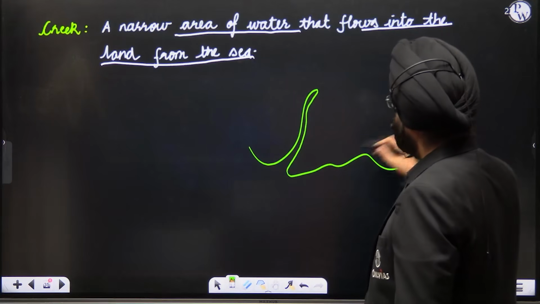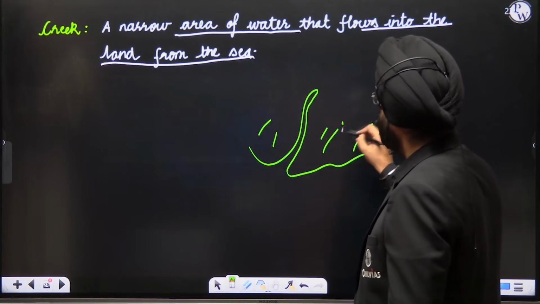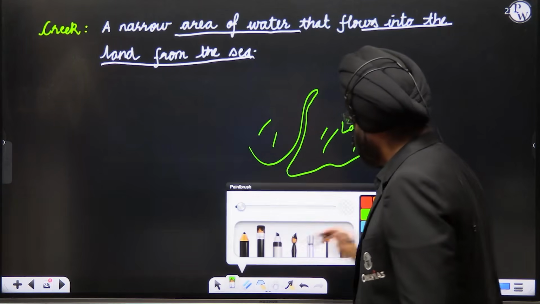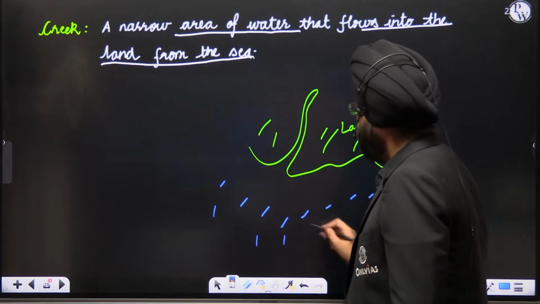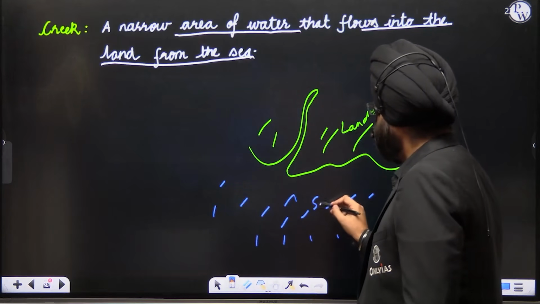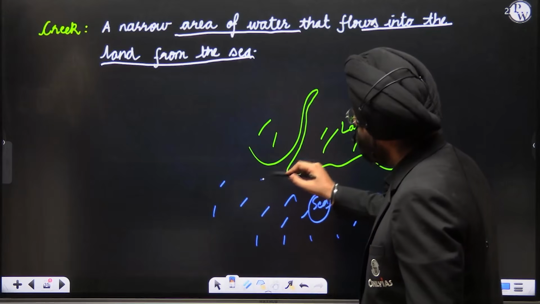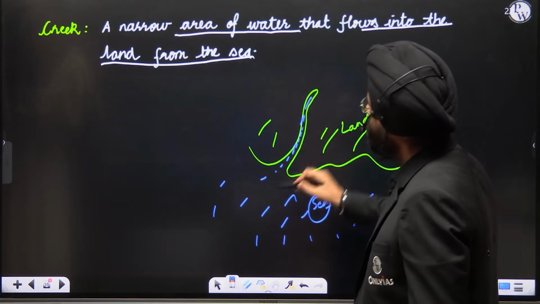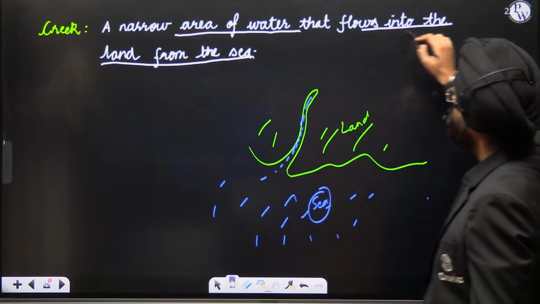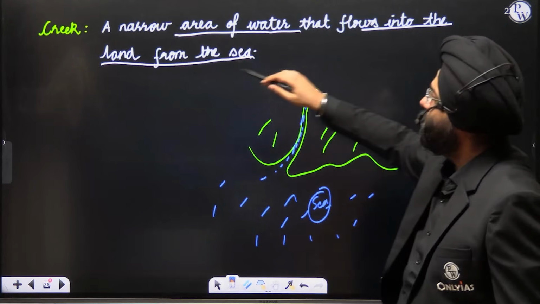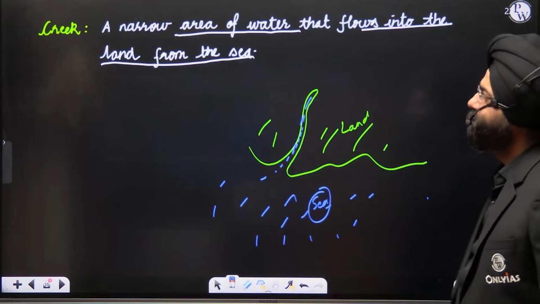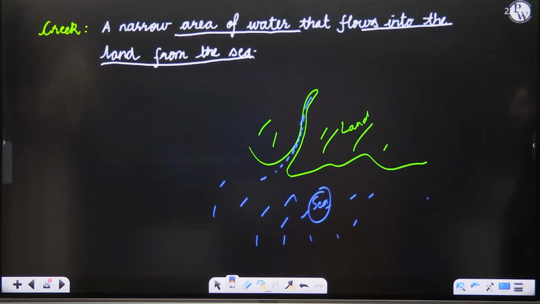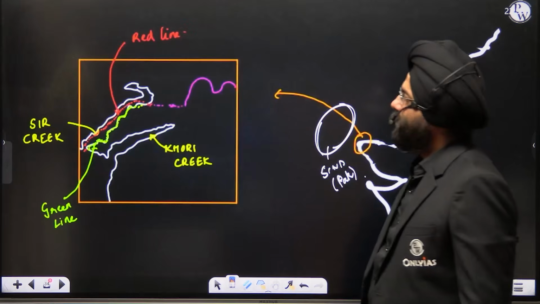This is all land, right? Land. Now, what is here? There is all sea or ocean or water here, right? A sea is here. Now, water from the sea is basically entering this region. So this is a narrow area of water that flows into the land from the sea, right? Clear? So basically over here. Clear? Chalo. Let's see.